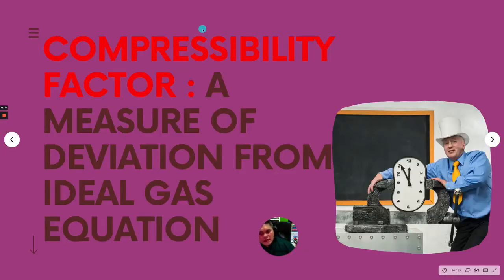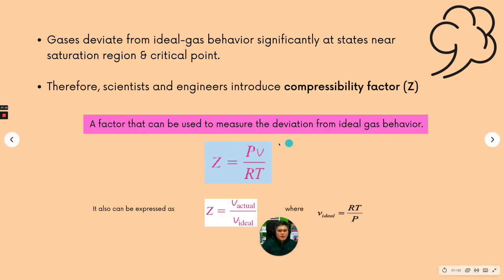So if let's say we cannot use the ideal gas equation, what can be used? Another thing that we can use is what we call the compressibility factor, which is a measure of deviation from the ideal gas equation. In the compressibility factor, we have introduced the factor Z. Maksudnya ada Z kat sini. So instead of PV equals RT, we have actually PV equals ZRT.